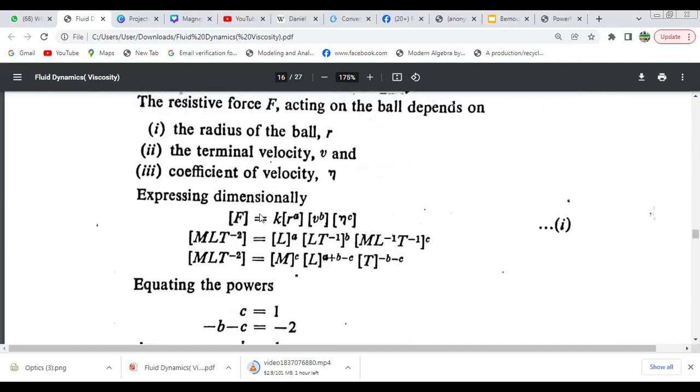Now expressing the dimensions, F equals K r to the power a, v to the power b, eta to the power c. Actually, a, b, c are unknown to us, but by using the dimensions of the units, we are deriving Stokes' law. Now the F dimension equals M L per T squared. This is the force unit. So equating on both sides the power of M, power of L, and power of T.